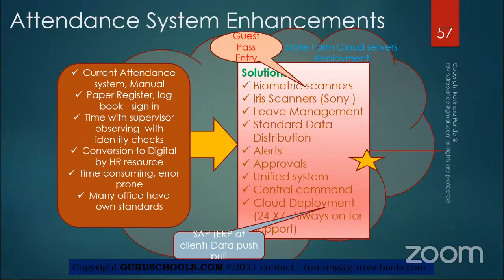So here, what I was suggesting: biometric ID scanners if possible, leave management, a standard data distribution across offices, alerts on mobile, palm top, desktop. There is an approval system, a unified system, a central command center or central database on the cloud, and a cloud deployment. So 24/7, always on for support. This is what the VP HR have told. Then in later discussion, I also added guest pass entry and SAP ERP, which they were using previously, to move the data from SAP to this system. This is a complete high level diagram, and there's a cloud in the background which denotes cloud deployment. Does that make sense?